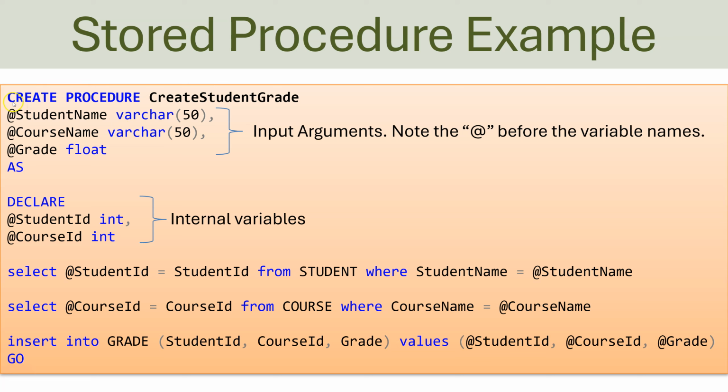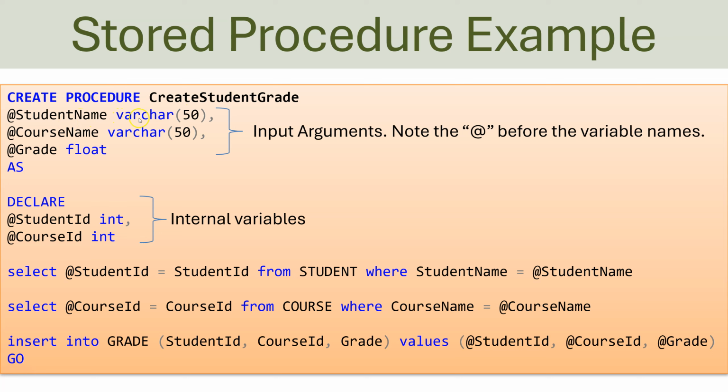So basically, as we did for views, we need to use this create, and instead of view we need to use create procedure and the name of the stored procedure like this. Then create procedure, create student grade in this case, and then we need to specify the input arguments. In this case we want to have the student name as an input argument, the course name, and finally the grade. And we also need to specify the data type.